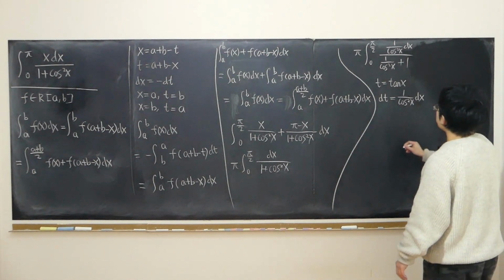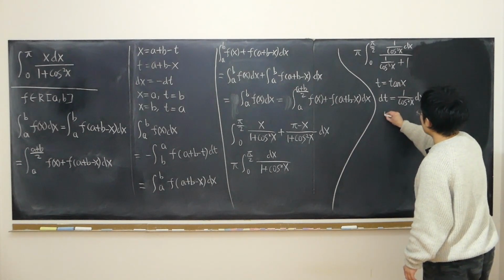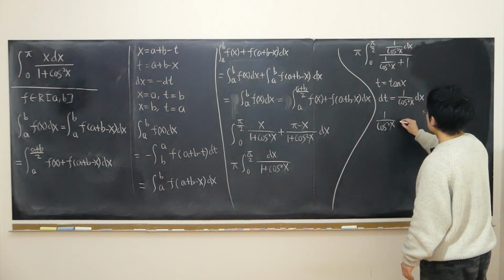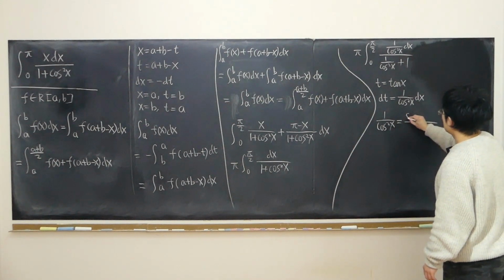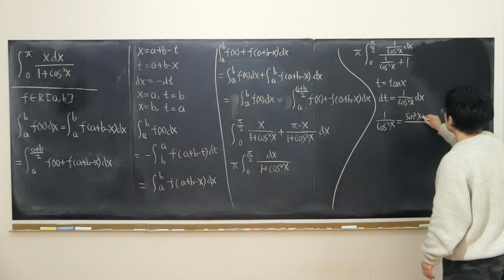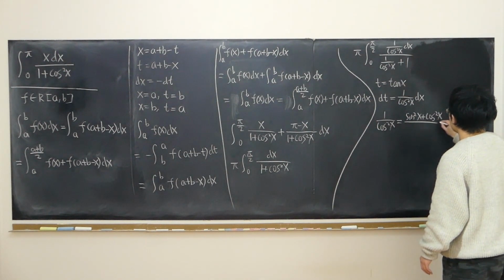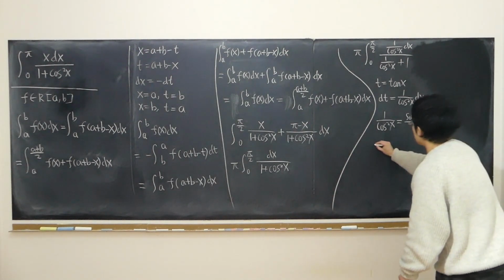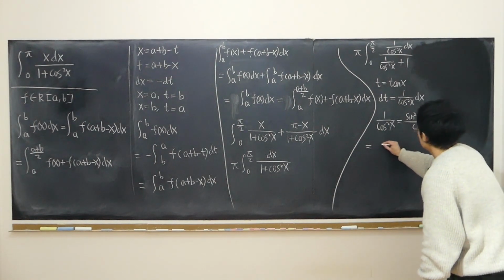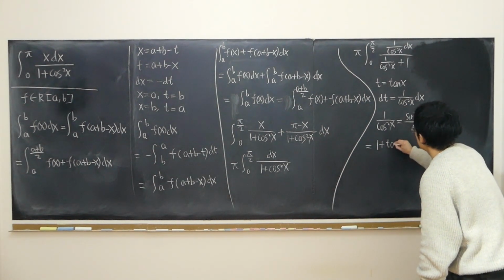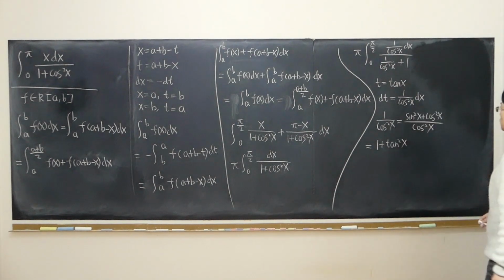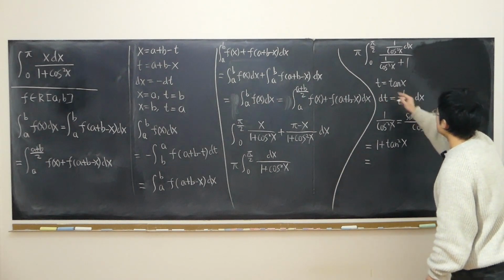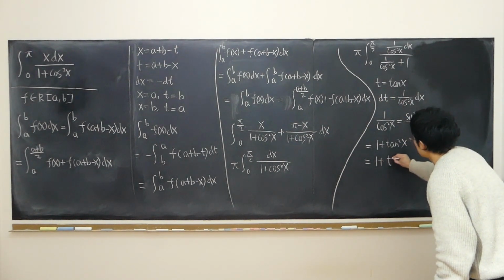Now, I can further simplify, rewrite 1 over cosine square x into sine square x plus cosine square x over cosine square x. That is equal to 1 plus tangent square x. That is, tangent is t, so that is 1 plus t squared.